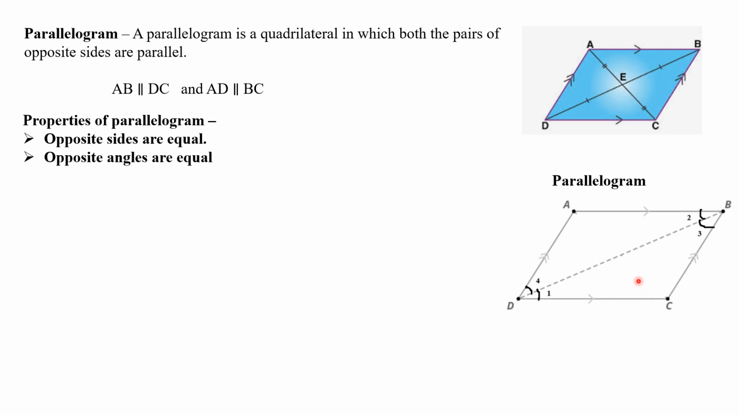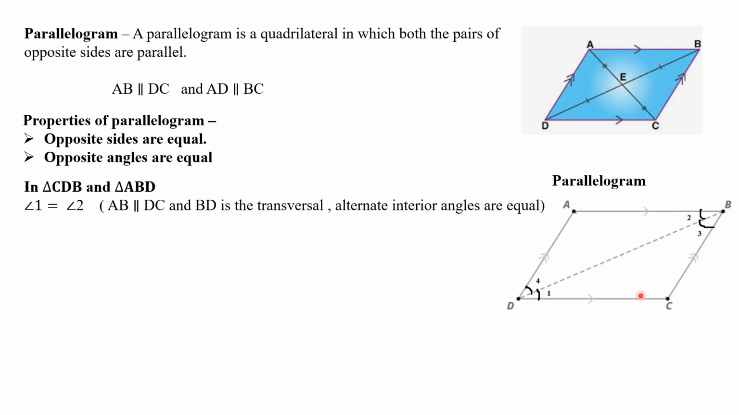And we know that to prove two triangles congruent, we need at least three criteria, isn't it? So let's see one by one. In triangles ABD and CDB, first thing, angle 1 is equal to angle 2. Now why? Because AB is parallel to CD and if you take BD as the transversal line, then the alternate interior angles will be equal.